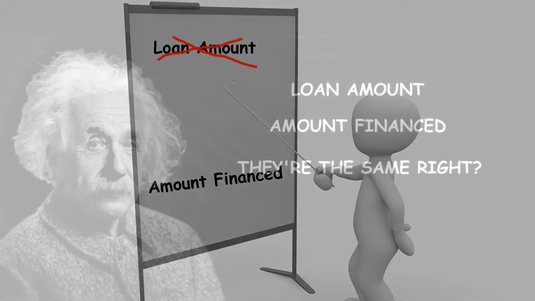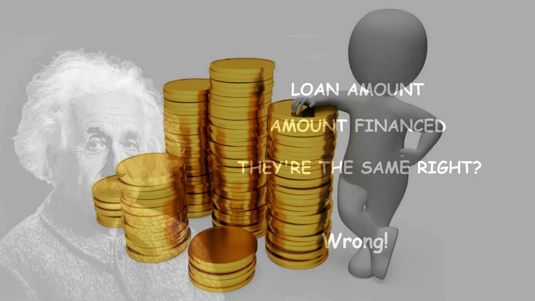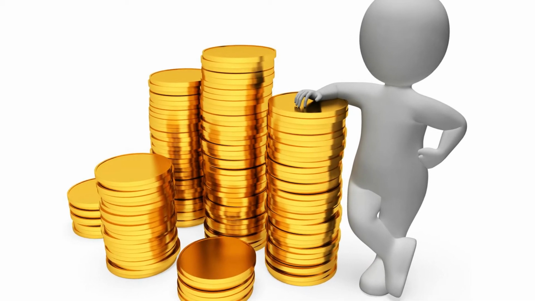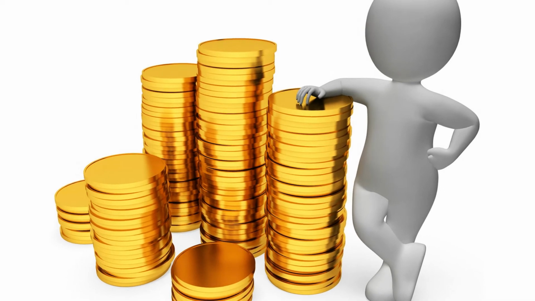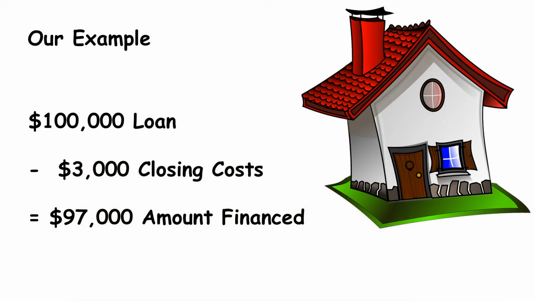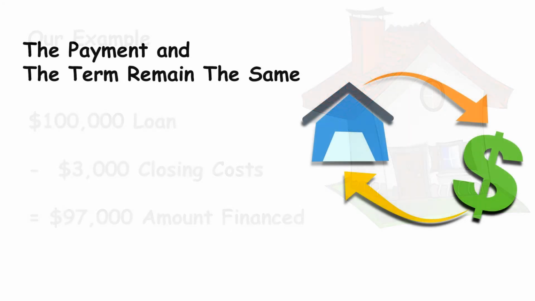Now, you're probably thinking that the amount financed and the loan amount would be the same thing, and you'd be wrong. The amount financed is actually the loan amount minus the closing cost. Now, keep in mind, if you win the lottery the day after you close and want to pay off your loan, you'll need to pay off the loan amount, not the amount financed. So back to our example, the $100,000 loan minus the $3,000 in closing cost equals $97,000. So $97,000 is the amount financed in our example.